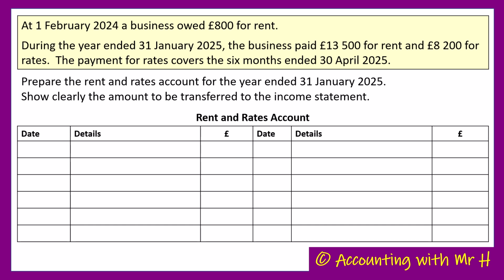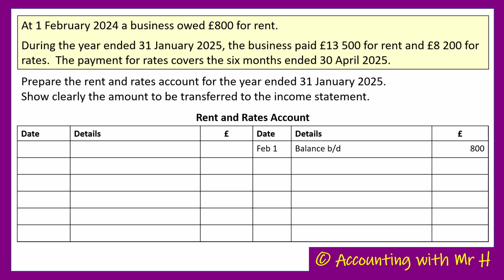And it tells us in the question, the first thing is at the 1st of February 24, a business owed £800 for rent. So if we owe money for rent, that is a liability. It's called an accrual. So that means we've already got an opening balance of £800 on the credit because, as I say, it's a liability. We already owe that money. It's an accrual. So what was going on at the start? Done. What happened during the year?